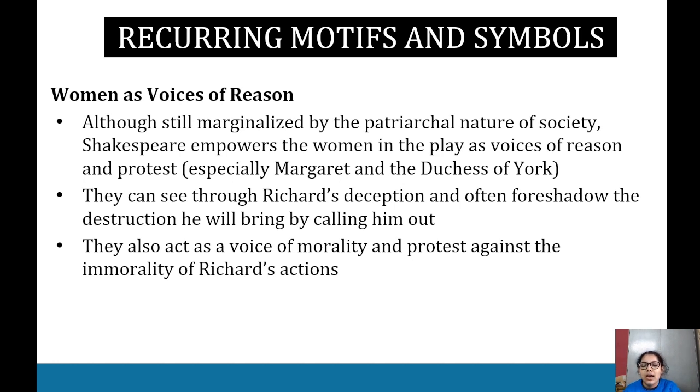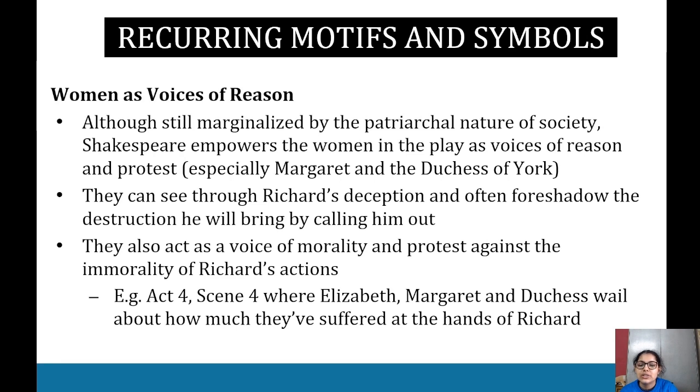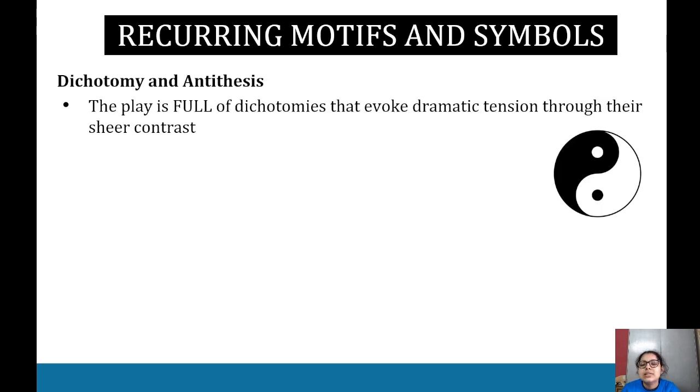Especially his mother. Obviously Margaret does it too, but when you get to the dialogues by the mother, you sort of see how she again affirms that myth of appearance. She says that even though he was in my womb and everything, he's not my son. He's not a good guy. But anyway, so they can see through Richard's deception and they often foreshadow what destruction he's going to bring. They also act as a voice of morality and protest against the immorality of Richard's actions. So in Act 4, Scene 4, Elizabeth, Margaret, and the Duchess wail about how much they've suffered at the hands of Richard.